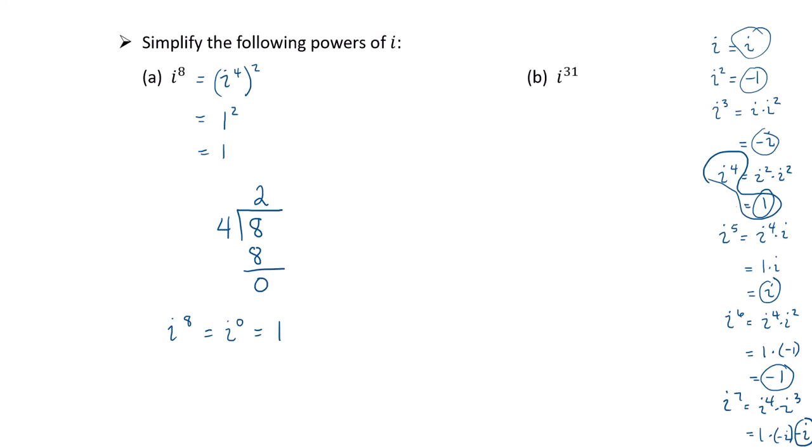Here I have i to the 31. Let's see how many times 4 can go into 31. If I have 7, 4 times 7 is 28, and a remainder of 3. So i to the 31 is equal to i to the fourth to the seventh times i cubed. I know that i to the fourth is just 1, and 1 to the seventh is just 1, times my i cubed, and i cubed is -i.